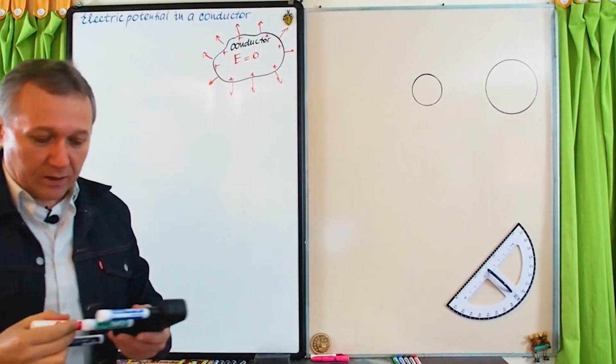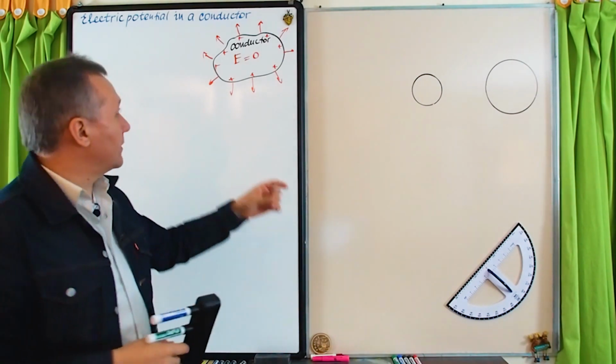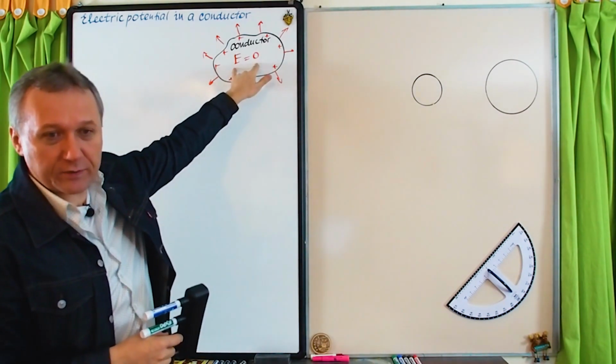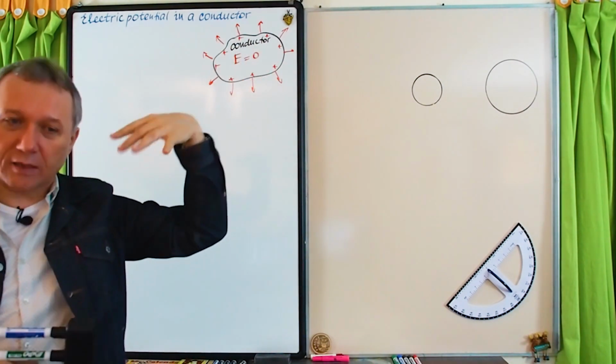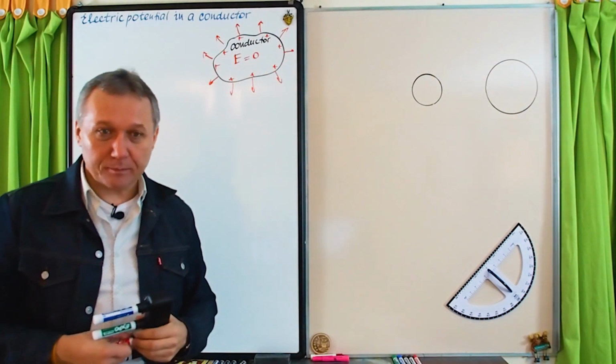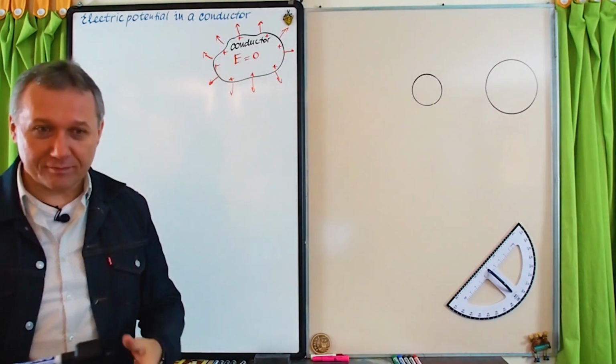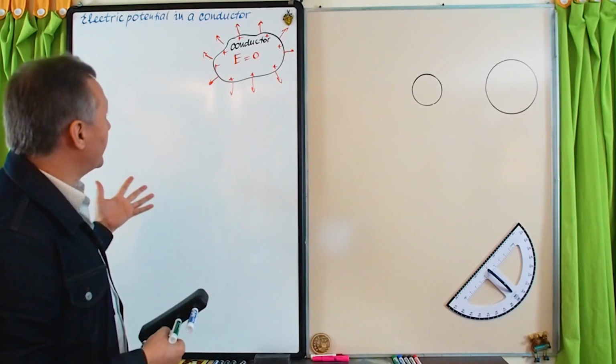You remember? Electrons will keep running and running, and they will never stop until they make the electric field 0. When the electric field is 0, they get settled, and that's the electrostatic equilibrium. And now what about the electric potential? So what about the electric potential?